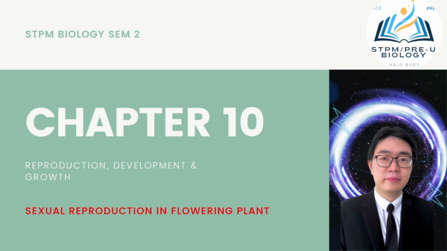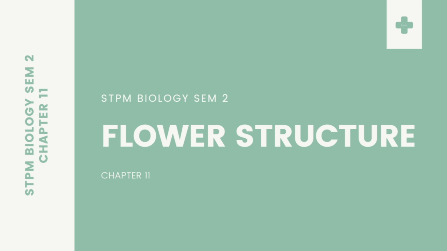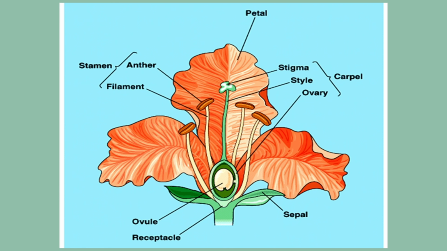Next, we will go through the second big topic, which is sexual reproduction in flowering plants. Before we go through the reproduction, we must know the flower structure. So this is a general flower structure. I think you already learned it in SPM.